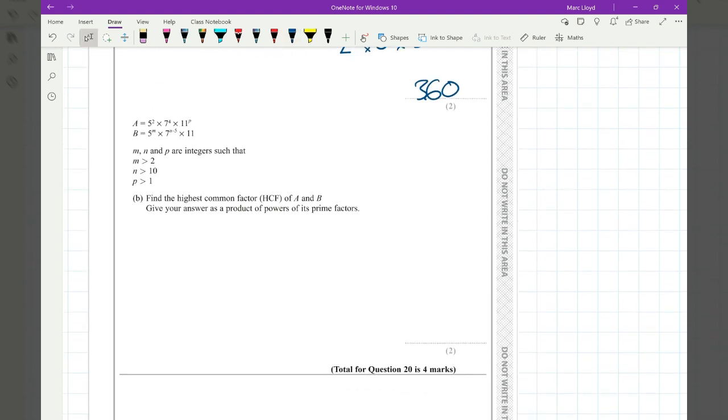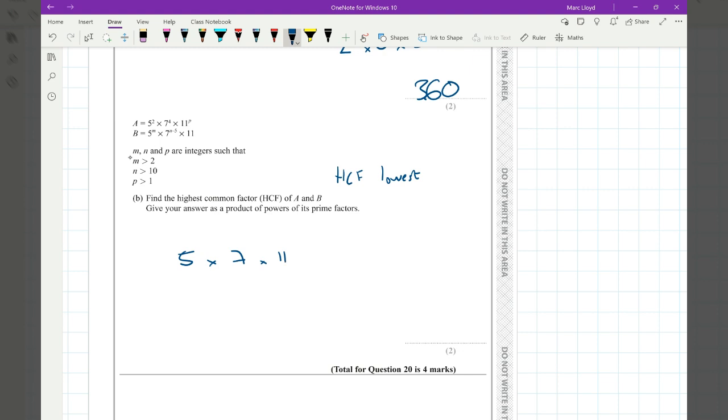Okay, m, n, and p are integers such that m is greater than 2, n is greater than 10, p is greater than 1. Find the highest common factor of a and b. Give your answer as a product of its prime factors. Interesting. HCF means that we take the lowest of each. So it's going to be 5 times 7 times 11.